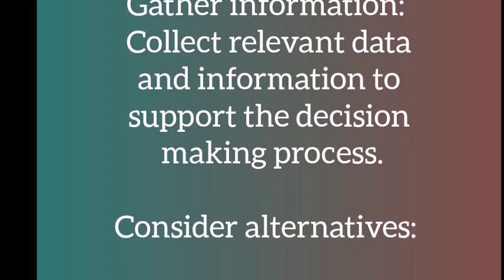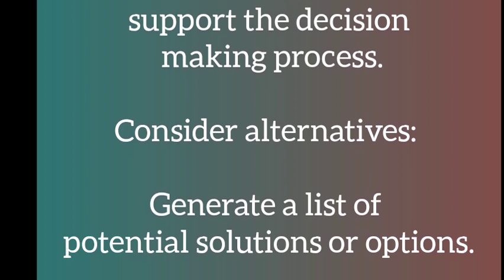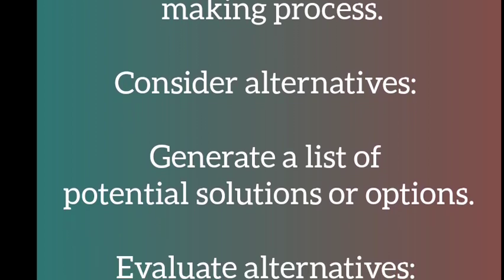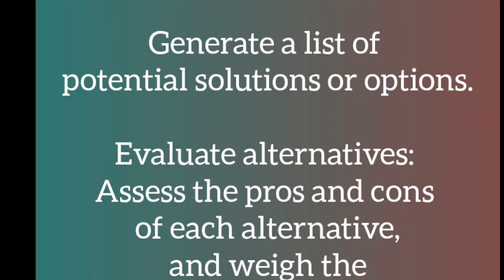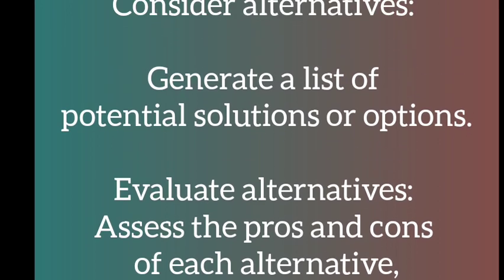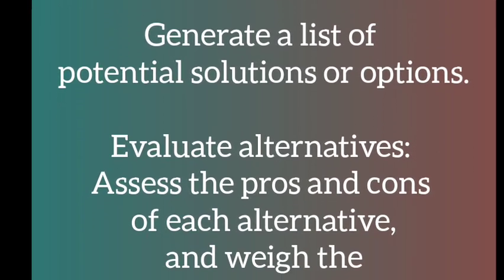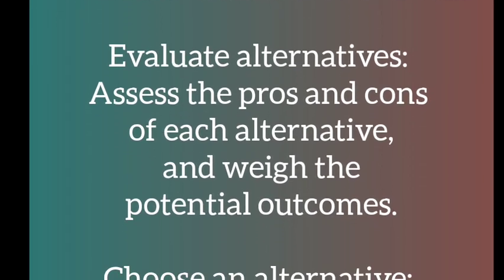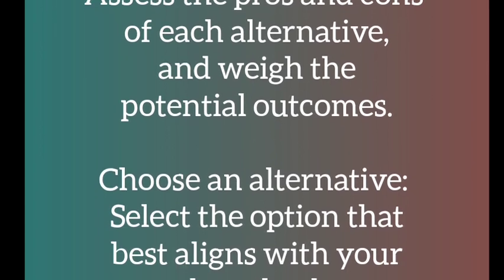2. Gather information. Collect relevant data and information to support the decision-making process. 3. Consider alternatives. Generate a list of potential solutions or options. 4. Evaluate alternatives. Assess the pros and cons of each alternative and weigh the potential outcomes.